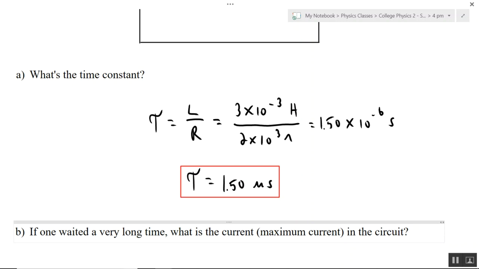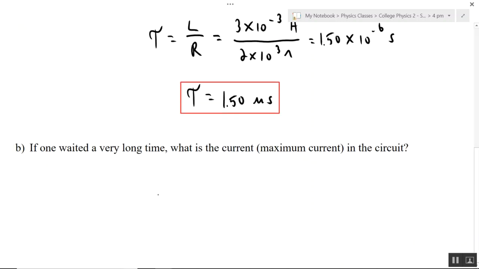Okay, so this is basically the current in the circuit if the inductor wasn't there, right? If the inductor wasn't there, the current in the circuit would just be V divided by R through Ohm's law, and that's the most it can get to, right? It can't get any more than that. So it's just 10 volts.